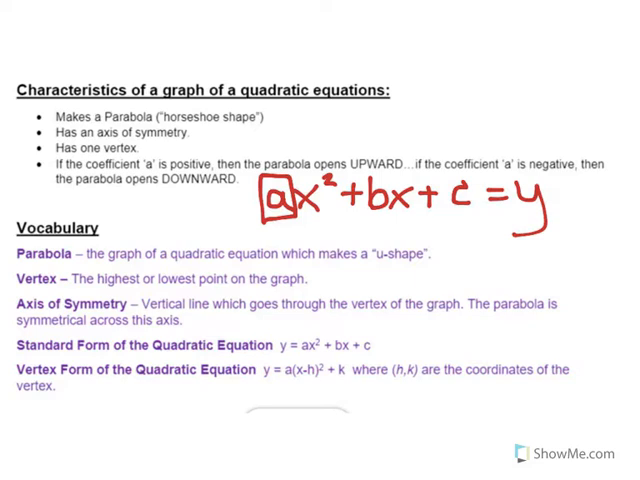Regarding the basic vocabulary, we have parabola, which we've already discussed. It's the graph of the quadratic equation, which makes a U shape or a horseshoe shape. The vertex, which is the highest maximum point on a graph or the lowest minimum point on the graph. The axis of symmetry, which is a vertical line that goes through the vertex of the graph, and the parabola is symmetrical across its axis. And then finally, standard form of the quadratic equation as well as the vertex form of the quadratic equation.